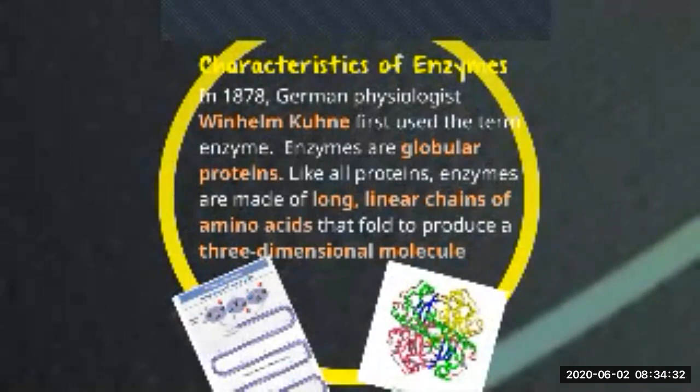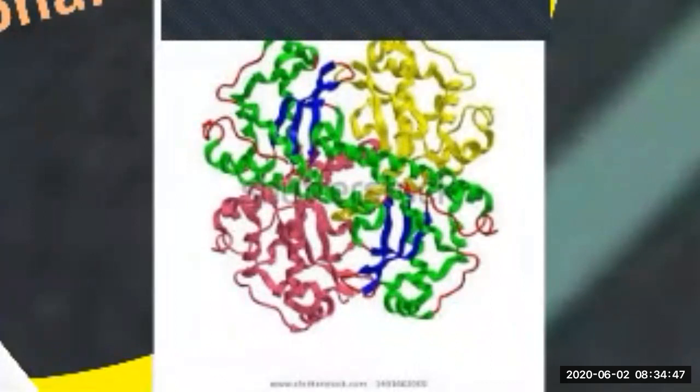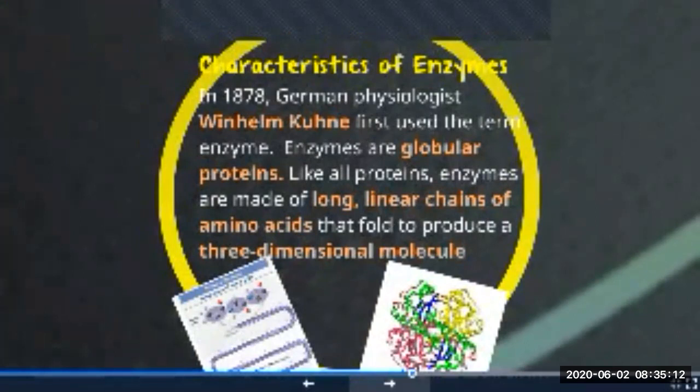Then later on, these long chains fold into a three-dimensional globular protein. This is what I also told you before, but I told you in the case of proteins. So I must tell you, enzymes are also protein in nature. They are made from long linear chains of amino acids, and then those linear chains are folded into three-dimensional angles, like helical chains or loops or different things combined together to make a protein, or to make an enzyme over here. So an enzyme has a three-dimensional structure like a globular protein.